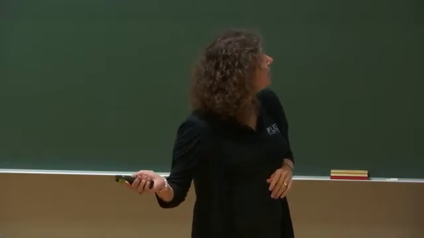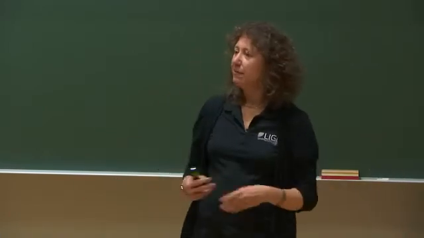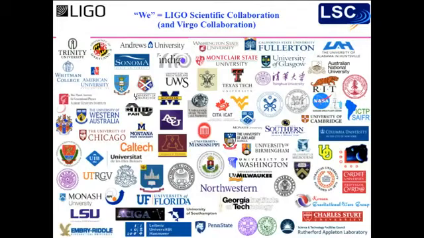First of all, let me say that whenever I say we, it's the LIGO scientific collaboration and the Virgo collaboration. We do the analysis of the LIGO data together, and we will do the analysis of LIGO and Virgo data together. And we are a team of more than 1,000 people, and we really work together.